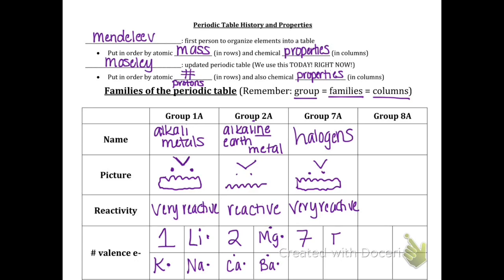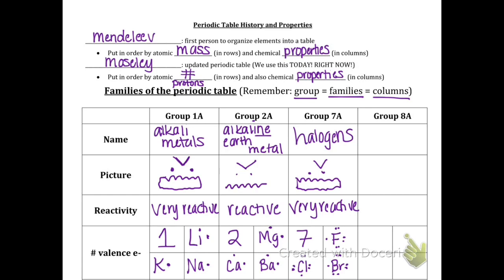So you have fluorine with 1, 2, 3, 4, 5, 6, 7. Or chlorine, you can draw your dots however you want. You can start them wherever you like. So some people like to do it like this. So there's 1 dot there. And then there's bromine. You could do 1, 2, 3, 4, 5, 6, 7. Perfect. As long as it has 7 dots around your element.